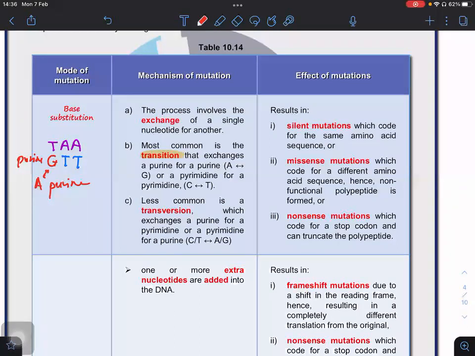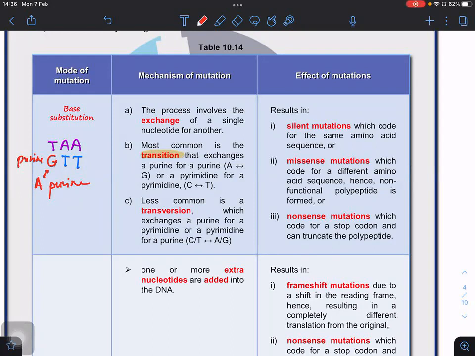Or when you have the pyrimidine, by right you should add purine, you add pyrimidine. So when two pyrimidines are together, you can see that it forms a groove like this. This groove basically allows the DNA repair mechanism to identify it and do the rectification. So that's why they are less common.